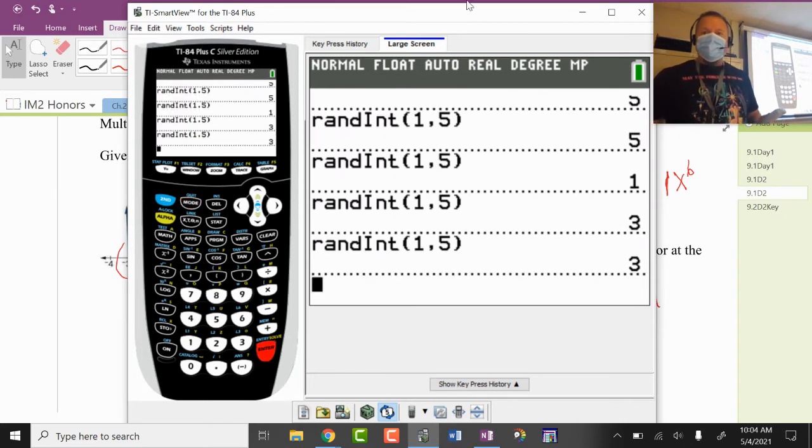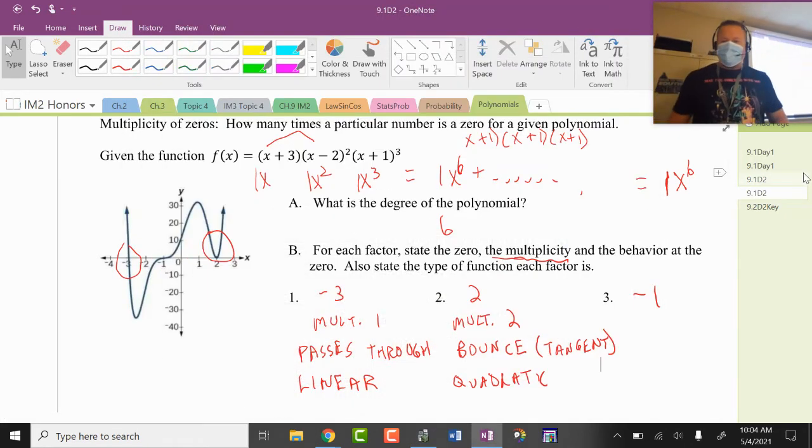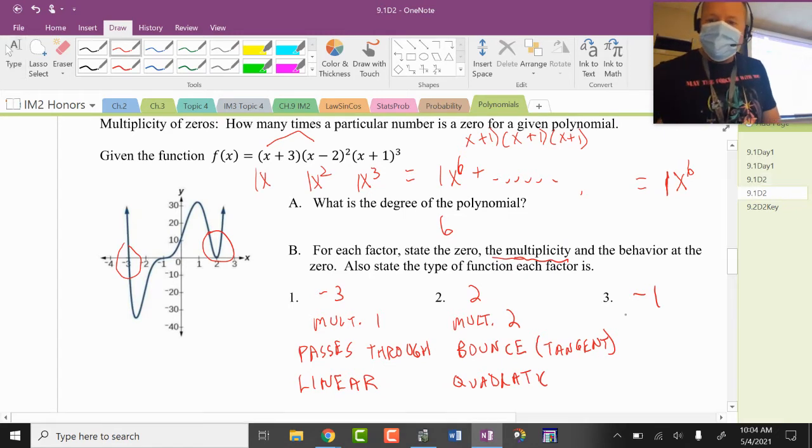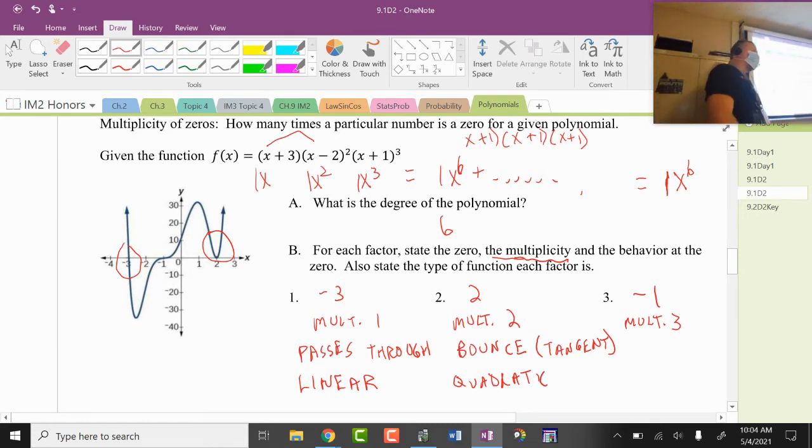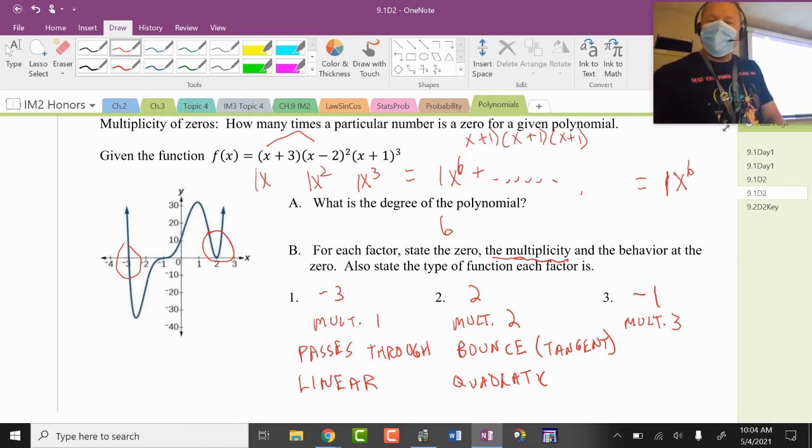Hannah, nice. You get to go. Hey, what's the multiplicity on -1? 3. How would you describe that 0? Doesn't bounce. Does it go straight through? I mean, how does it go through with a little what? Little curve. Actually, it passes through, and it passes through like a cubic.